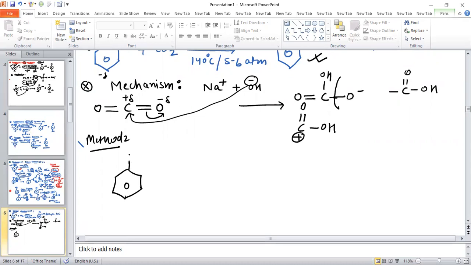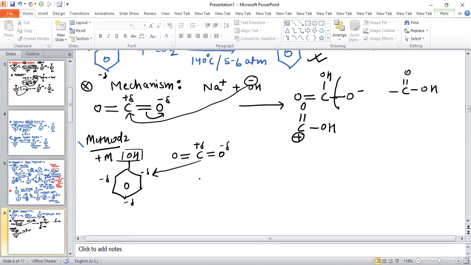We have the OH group there, and this OH group, we know, is plus M in nature. It increases electron density at the ortho and para positions. Now we have CO2. We know this carbon is electrophilic and this oxygen is partial negative. So this electrophile will attack at this position.